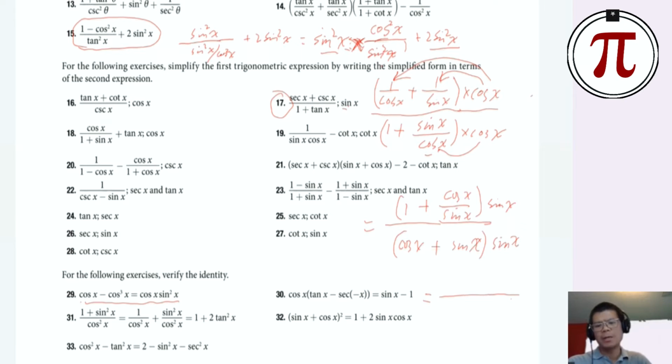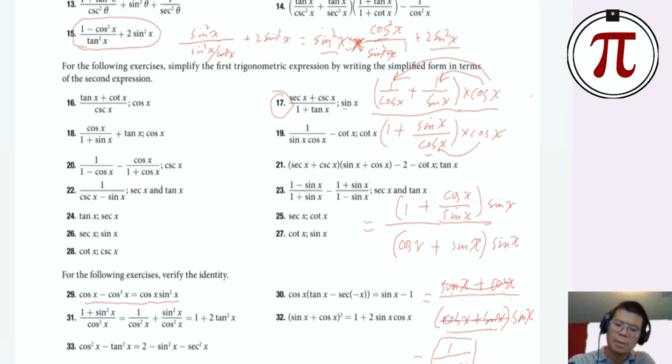Now on the top it became what? Sine x plus, sine and sine cancel out, that's cosine x. On the bottom, I still have cosine x plus sine x times the sine of x. Now, cosine x plus sine x and sine x plus cosine x are all the same, so they can cancel out. So it equals 1 over sine x. Does that make sense, Mustafa?